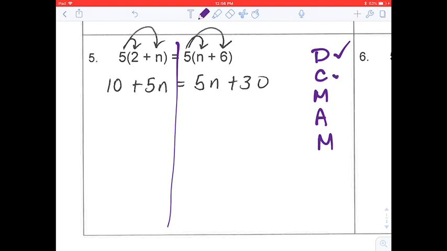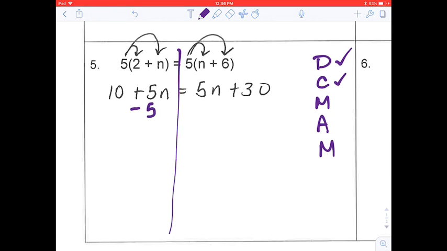There are no like terms on the same side of the line. I have variables on both sides, and they're both 5n, so it really doesn't matter which one I want to cancel. It's going to work out the same either way. So to make this 5n go away, I subtract 5n, and I do the same on the other side. So 10, that cancels, equals, that cancels, 30.